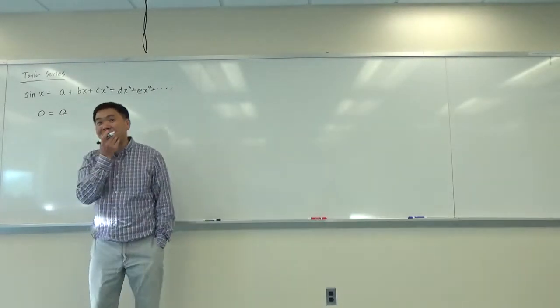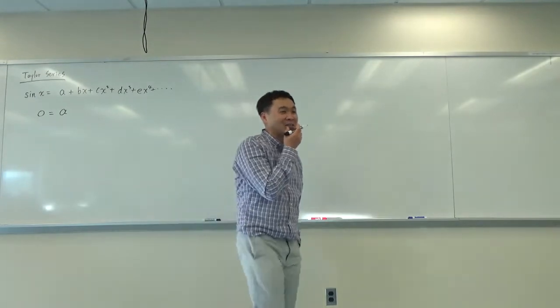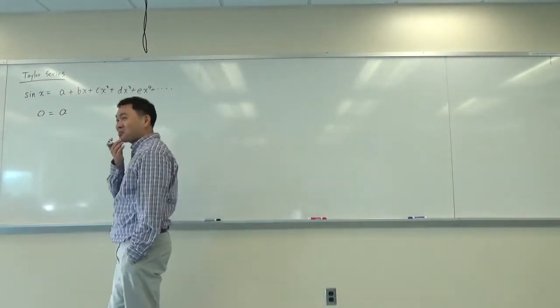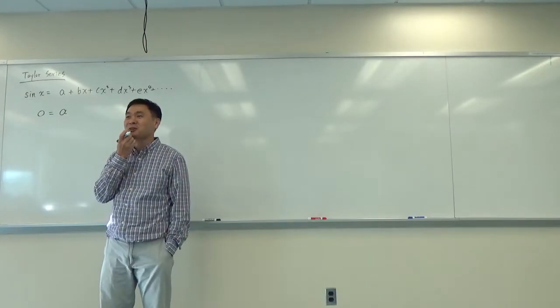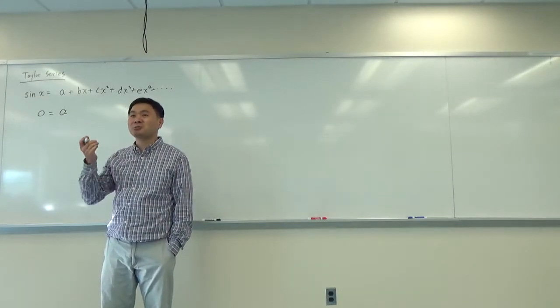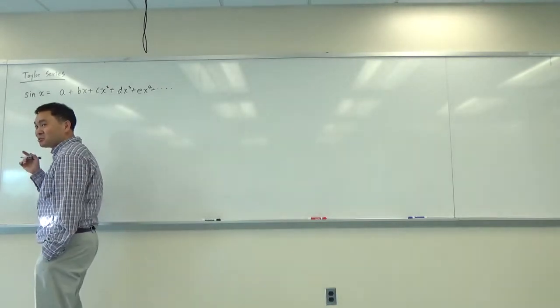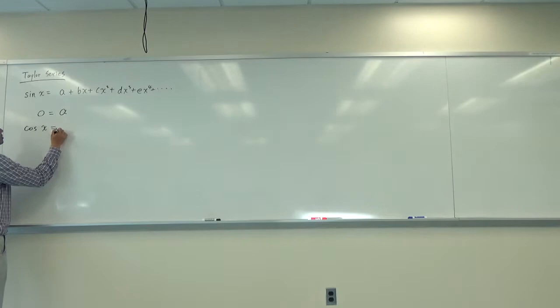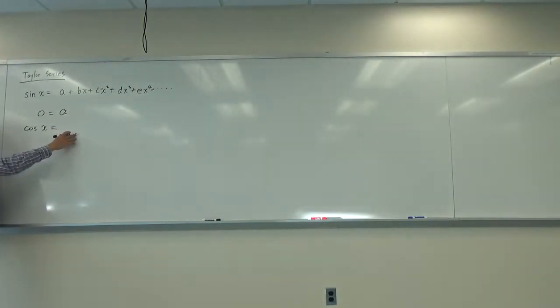Now how would you get B? Yeah, you couldn't figure out how to get A. How can I expect you to get B? So the idea is to differentiate both sides. You differentiate both sides and you get cosine of x equal to what? What do you get if you differentiate? 1.